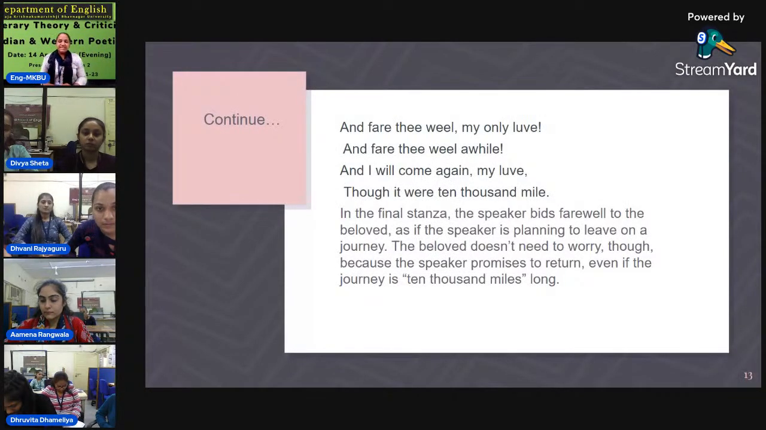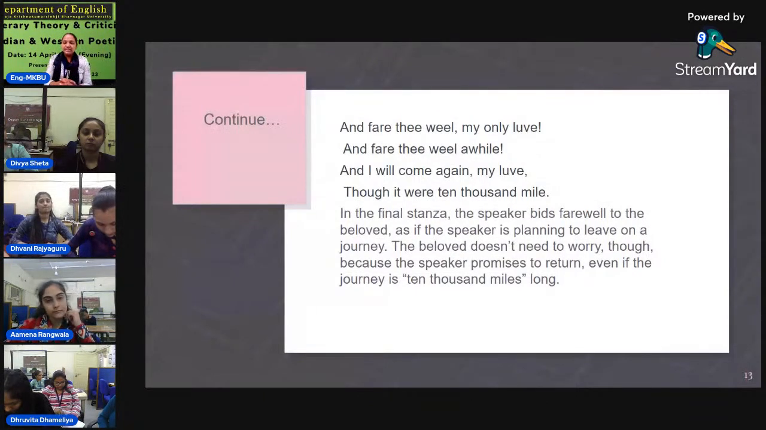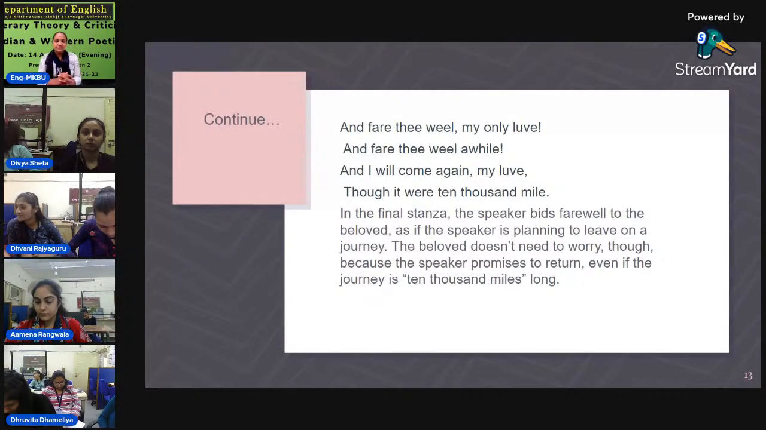In the last stanza, the writer is bidding farewell to his beloved, and the speaker tells that he is planning to leave on a journey. The beloved doesn't need to worry, because the speaker promises to return even if the journey is 10,000 miles long.